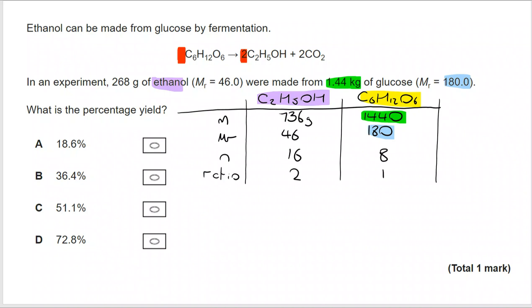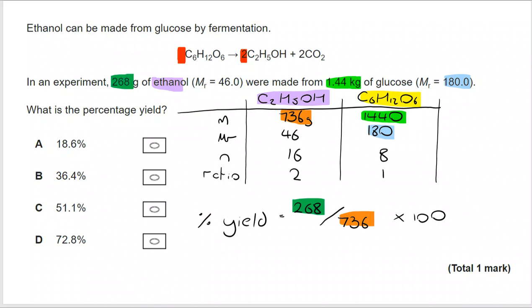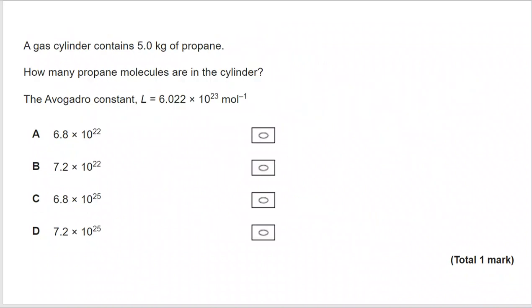Now we finally get to the percentage yield. We should have made 736 grams, but we only made 268. So what is 268 as a percentage of 736? We do the calculation and we find it comes to 36.4%. The correct answer is B. Next question for you to have a look at.